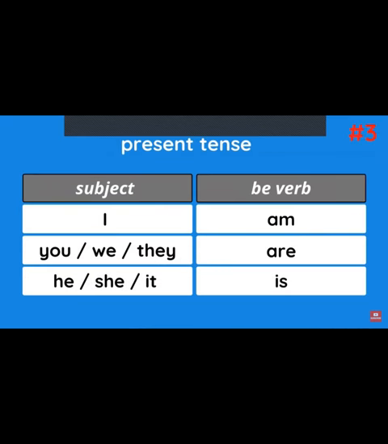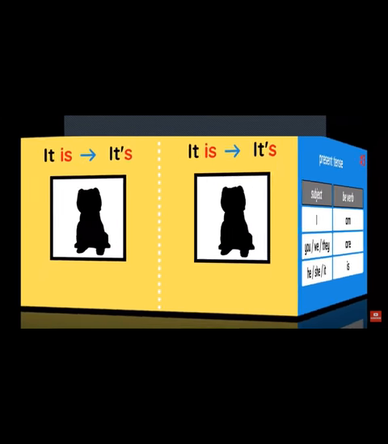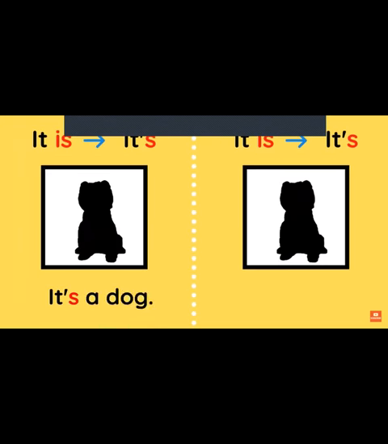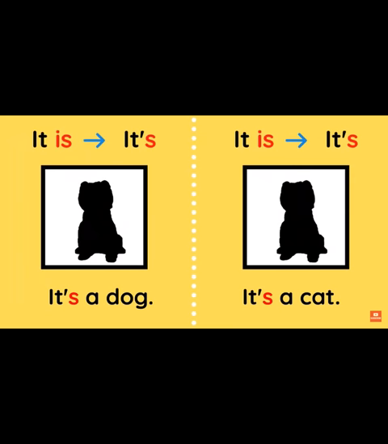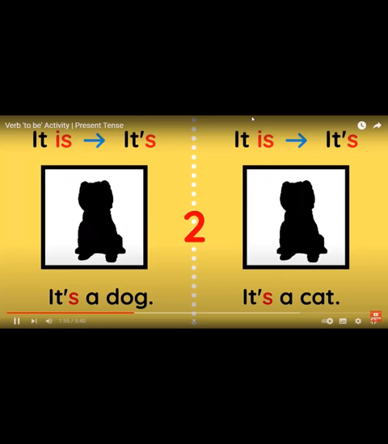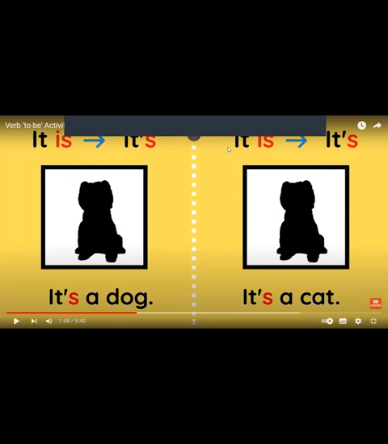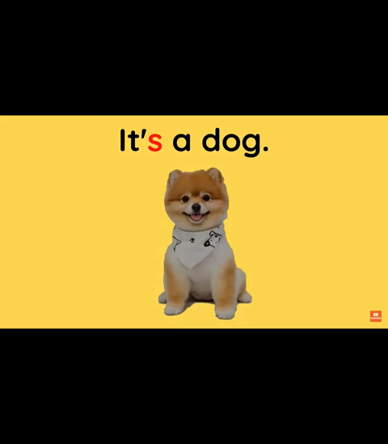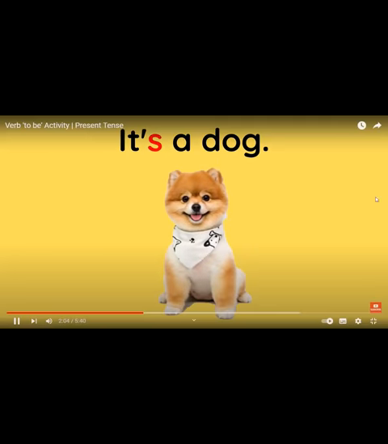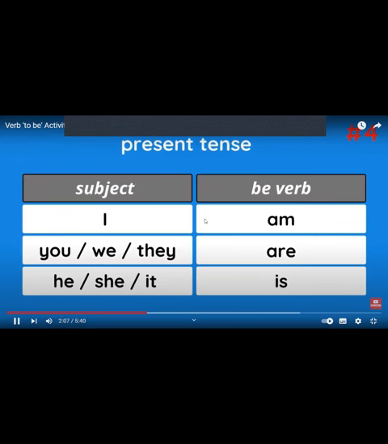The present tense. It is a dog. It's a cat. What do you think? It's a dog or it's a cat? It's a dog. Okay, let's see. It is. It's a dog. That's true. Next one. Remember.